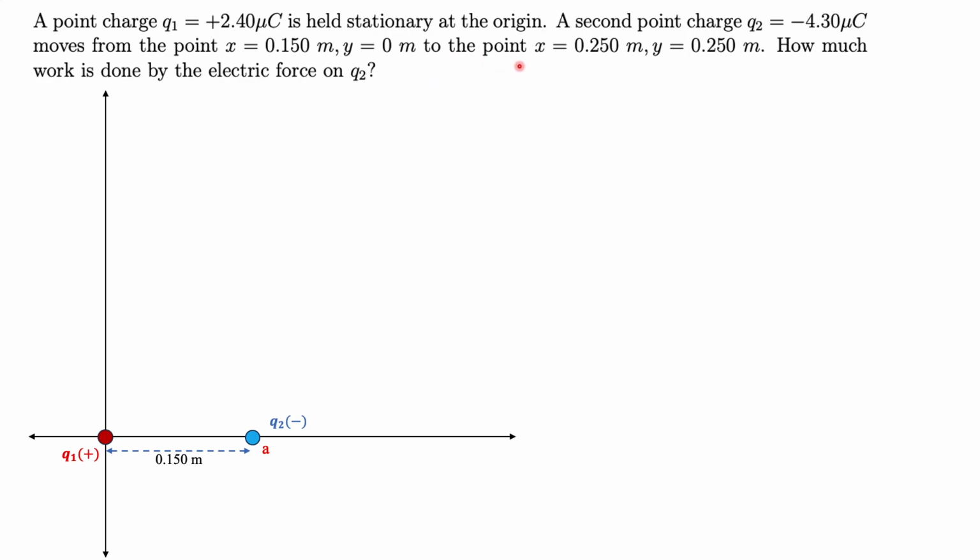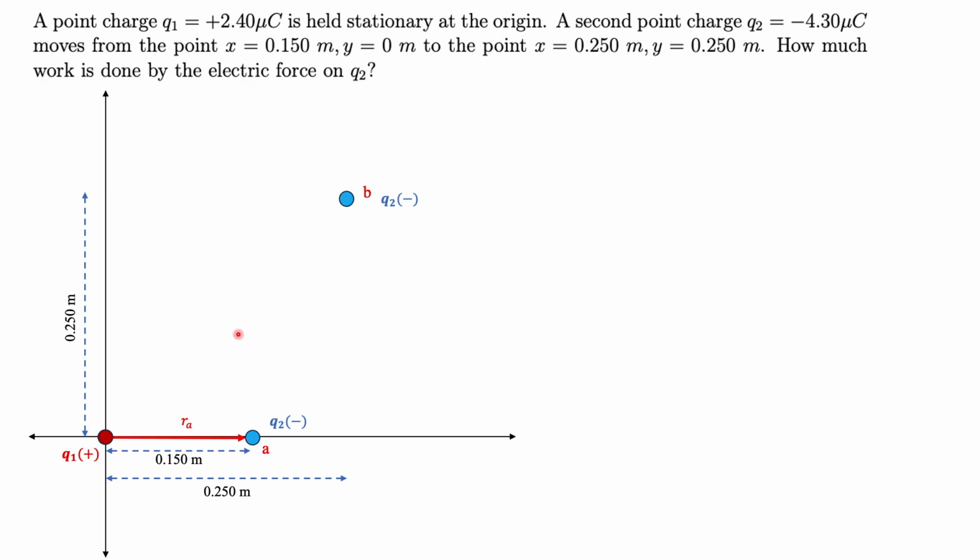This is where your Q2, which bears a negative sign, is initially situated. Now, according to the problem, it must be moved to the point x equal to 0.250 meters and y equal to 0.250 meters. So you measure x equal to 0.250 meters along the x-axis and also along the y-axis, and the intersection of those measurements yields your position for the point B. So your Q2 charge will move from A to B. The question is how much work is done by the electric force on Q2.